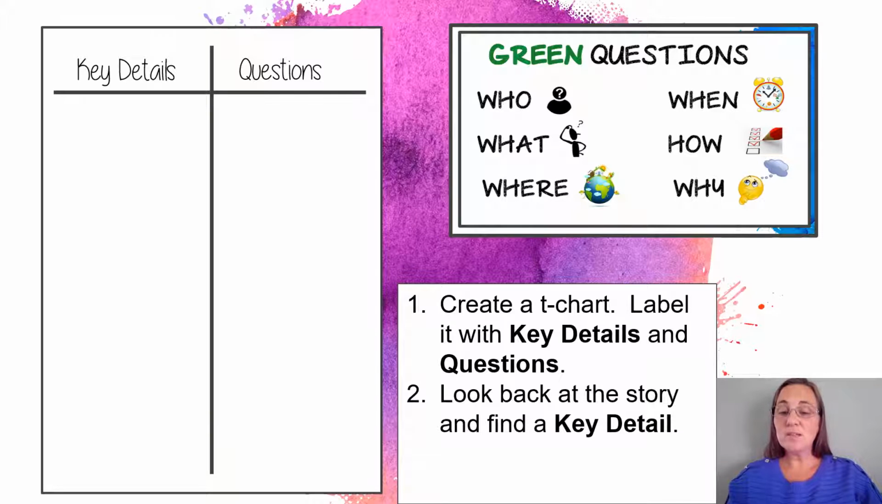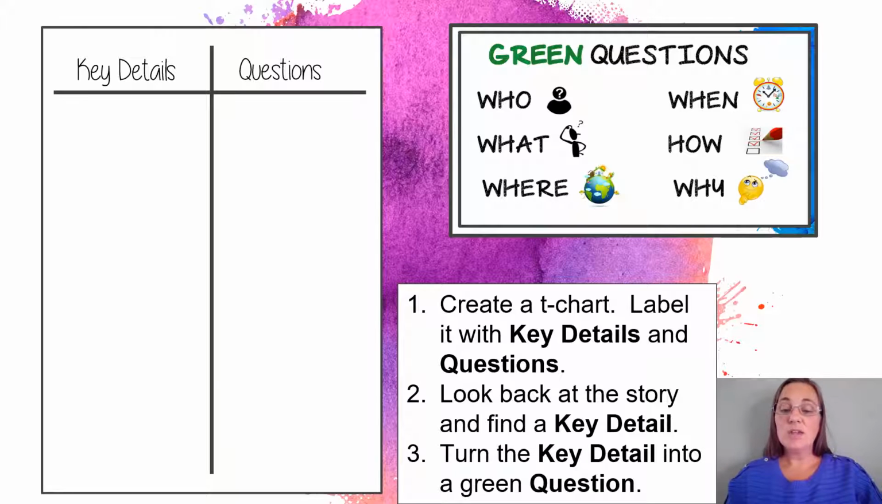Then you look back at the story to find a key detail. Remember, a key detail is a very important piece of information that the author tells about the story. A piece of information that if it wasn't there, the story wouldn't make sense. And then you turn that key detail into a question. You choose one of those green question words and ask a question that could be answered by the key detail.